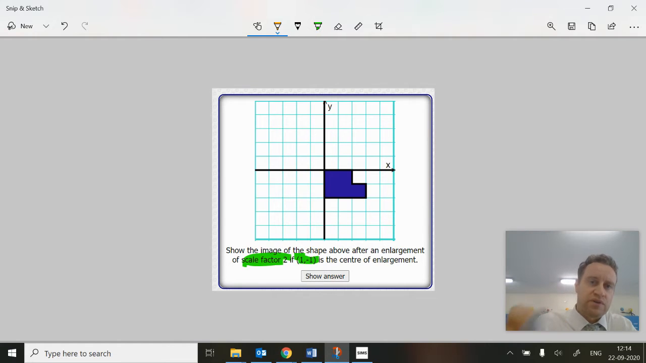So first thing I'm going to do is put on my center of enlargement, and it doesn't actually have a scale on here, so I'm going to assume it's going up in ones. So we've got the coordinate point here, 1 across and 1 down. So it's actually right in the middle of this shape, so it's that point there. Now we need to enlarge by a scale factor of 2.